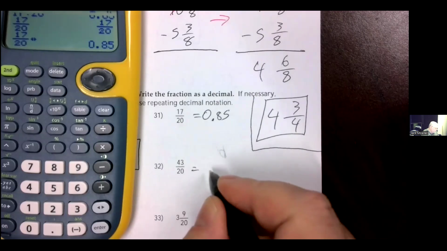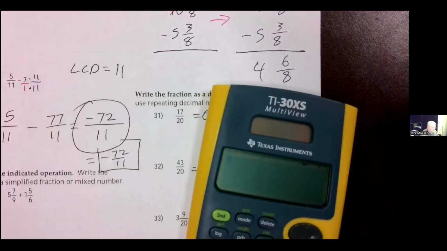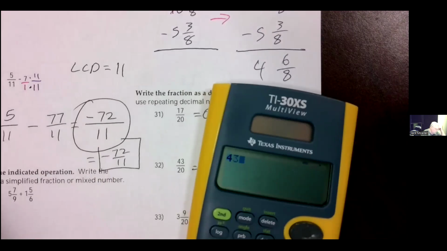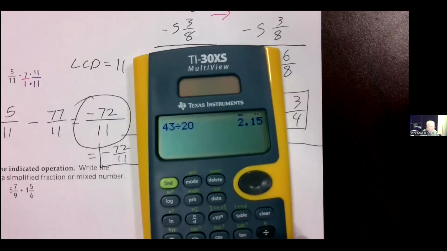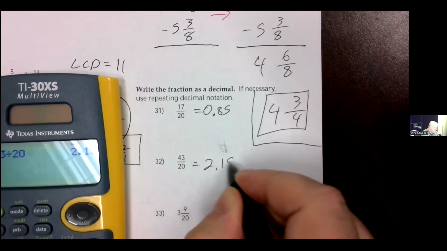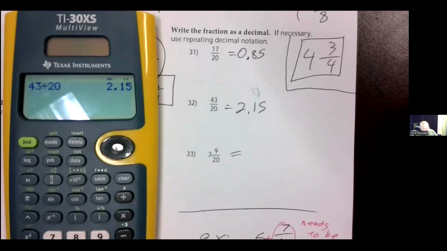Okay. So what about 43 over 20? So again, you can do 43 divided by 20, but divide by instead of the fraction bar, takes you straight to the decimal, 2.15. What are you going to do with the 3 and 9/20? How do you convert that to a decimal?